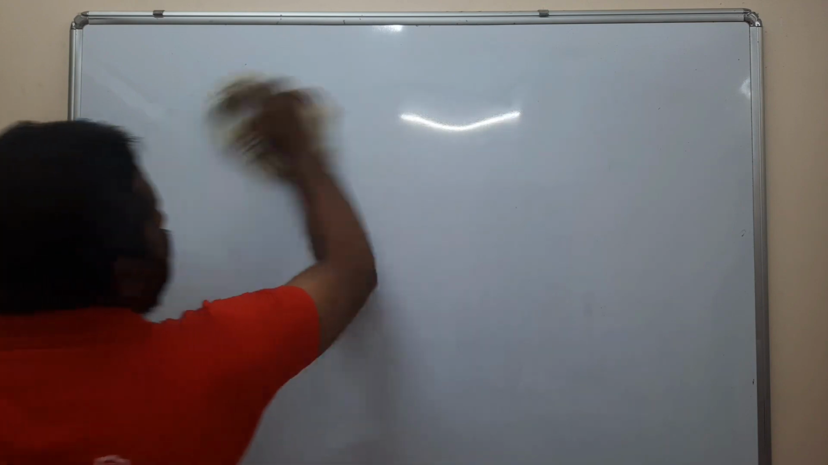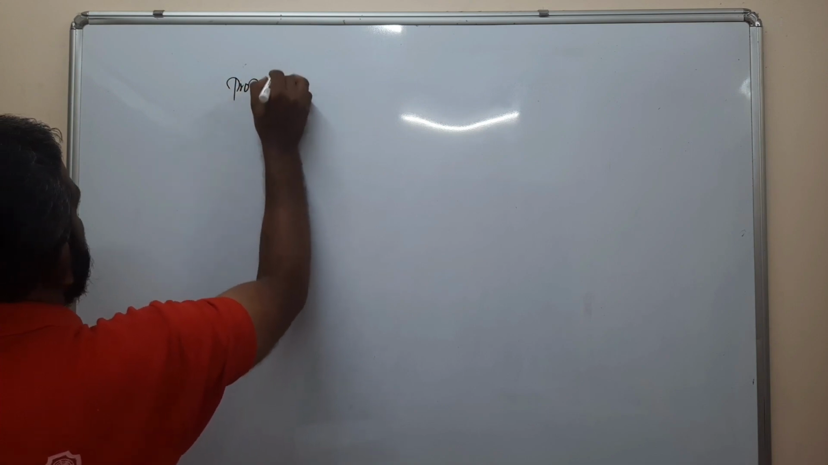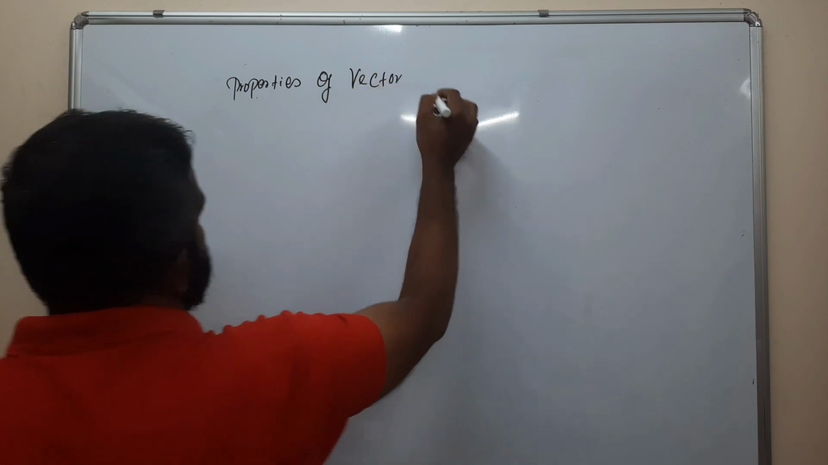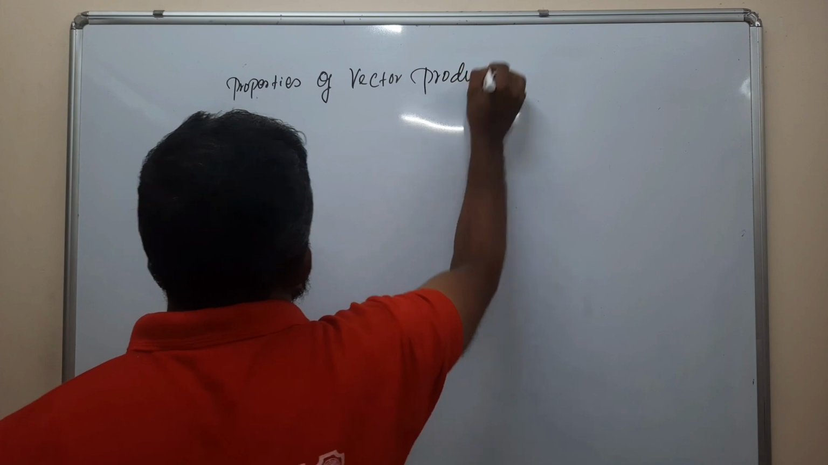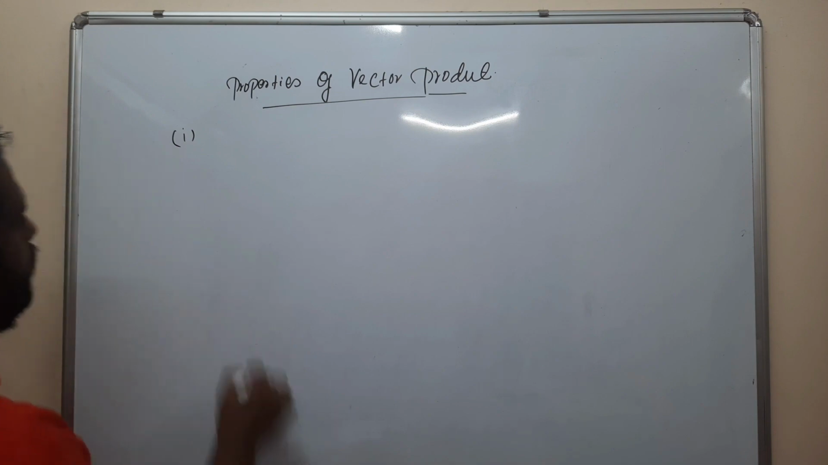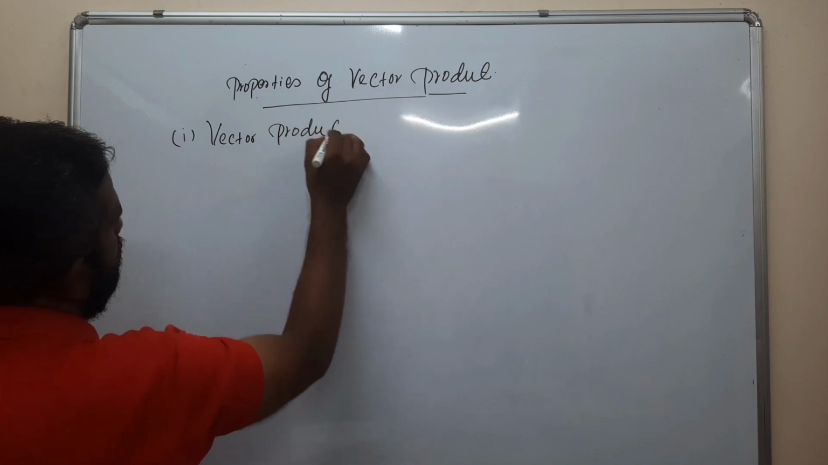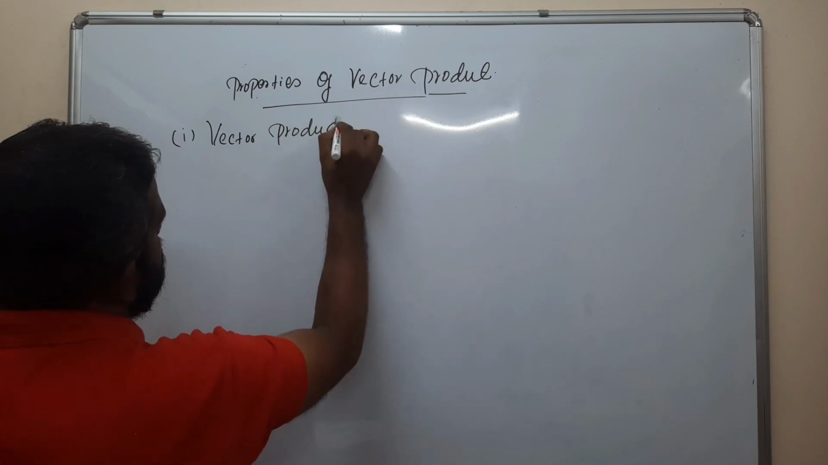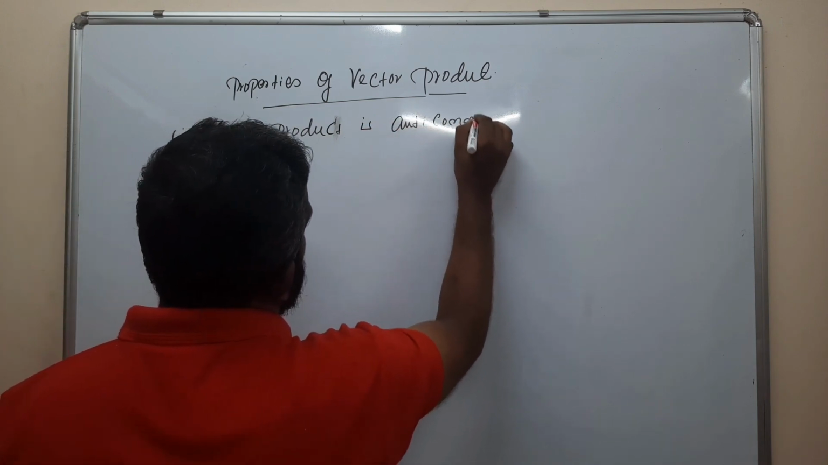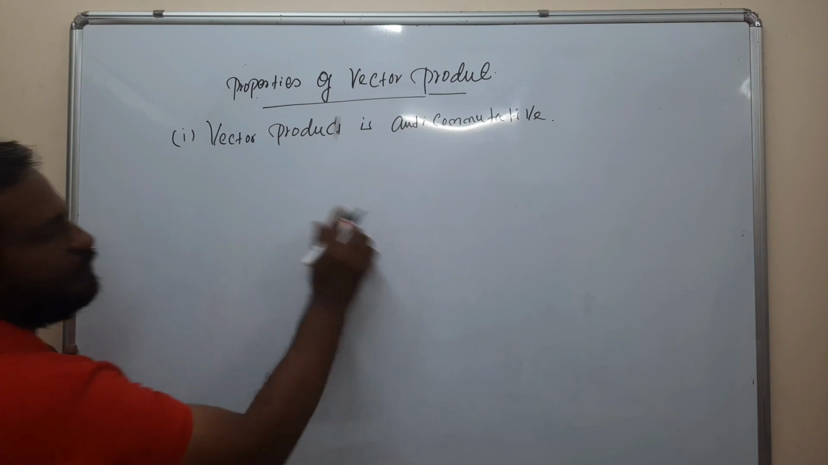Then, properties of vector product. First point: vector product is anti-commutative. So what is the meaning?